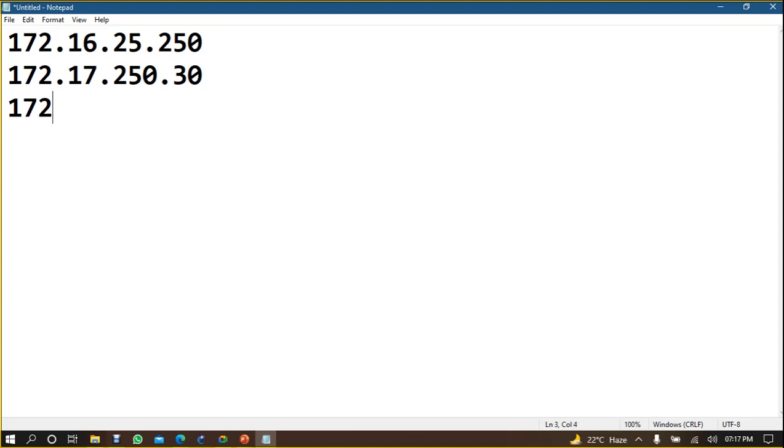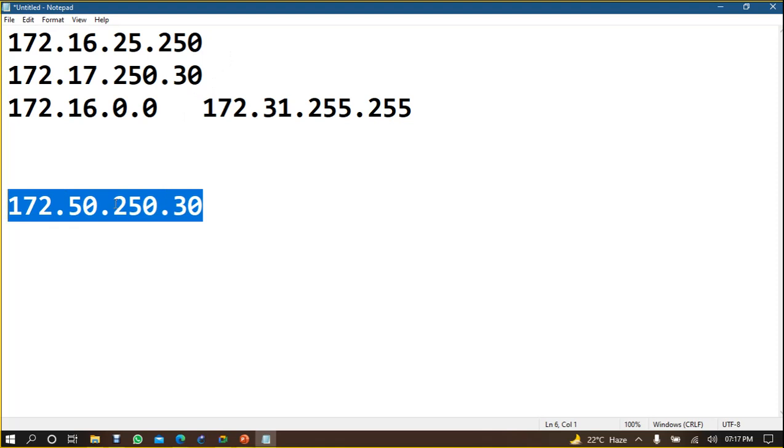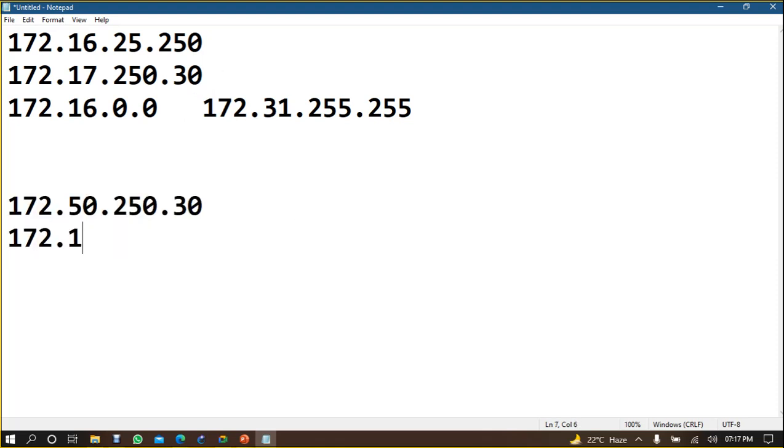The range is 172.16.0.0 to 172.31.255.255. But if I'm giving you one IP, 172.50.250.30, tell me, is it a private IP or public IP? Public. And if I write 172.33.20.20, is it private or public? This is public, because the limitation is 16 to 31. Yes, like this.